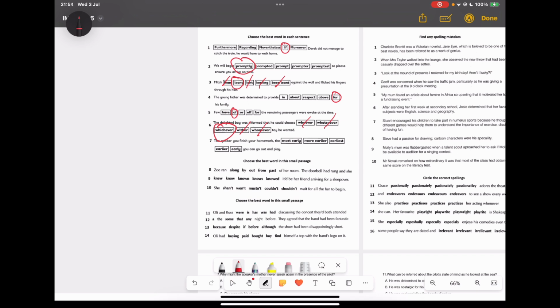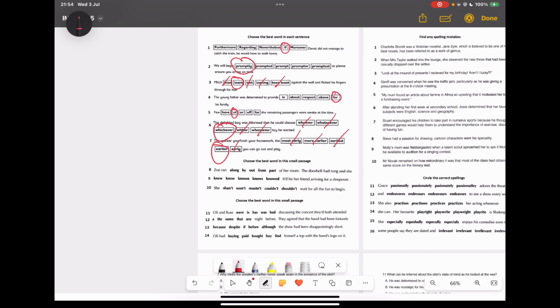7. The quicker you finish your homework, the something you can go out and play. So this would be the most early, no. Most earlier, no. Earliest, no. Earlier could make sense. Early, the early you can go and play, no. So this would be the quicker you finish your homework, the earlier you can go out and play.